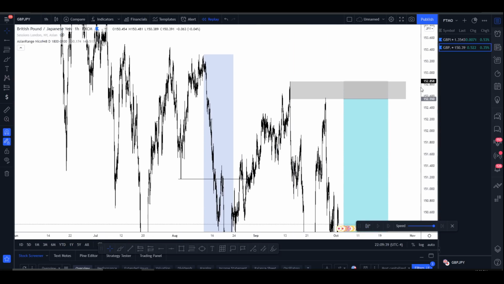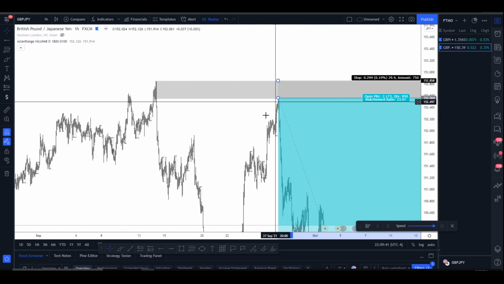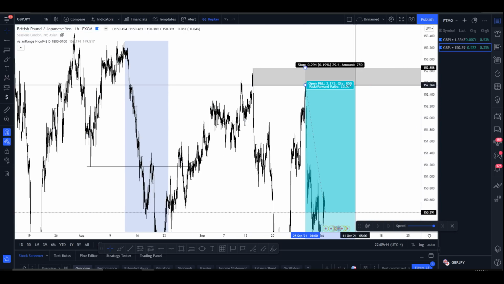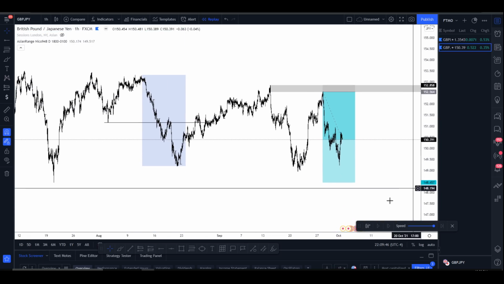Look at that. Look at that beautiful entry, like to the pip. Come on. Look at that beautiful entry to the pip. And then the market ends up completely selling off.